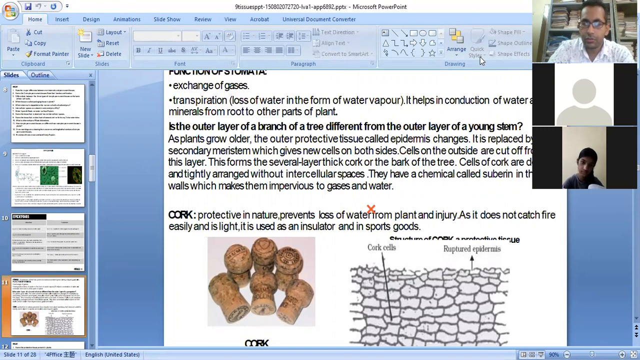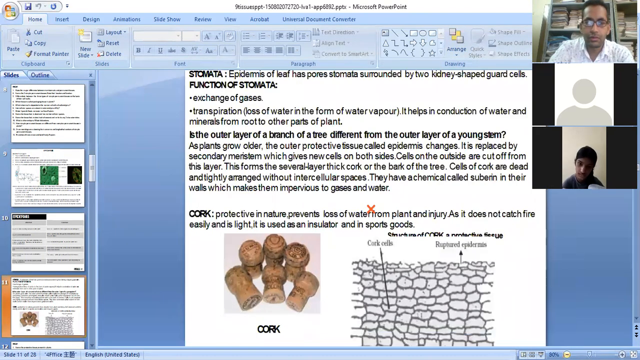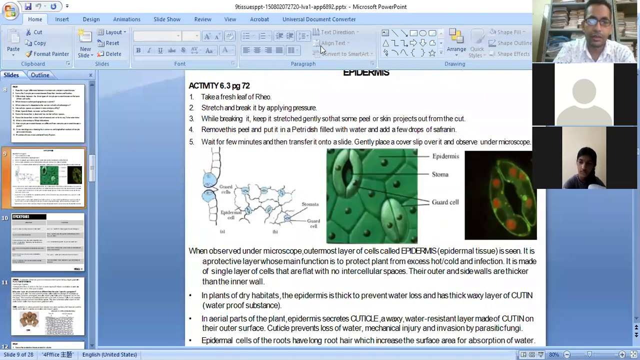the function of the stomata. So there are stomata along with the epidermis. You have seen the figure. I'll show you the figure once again. This is the figure that we are discussing. Moving next.